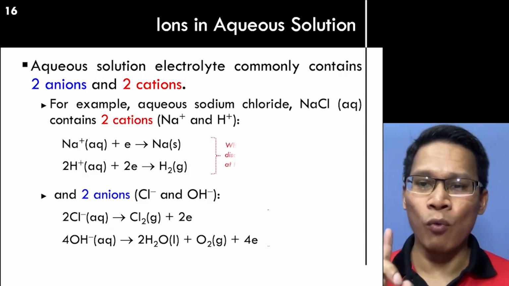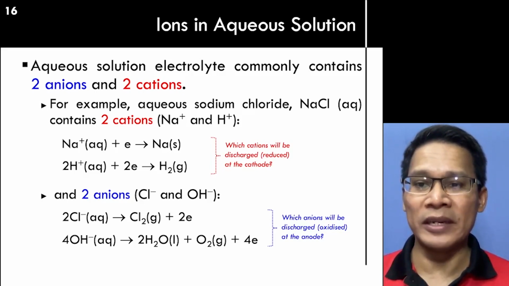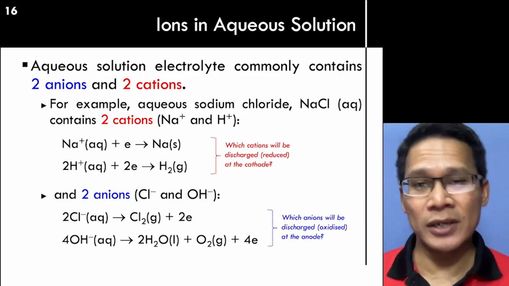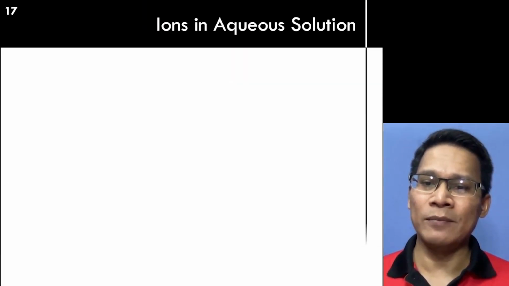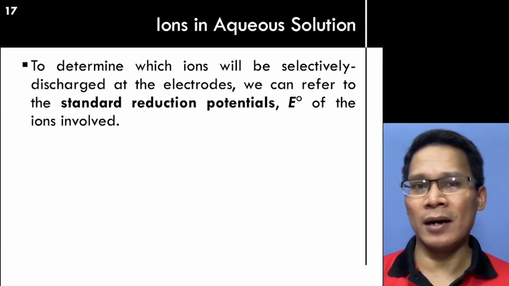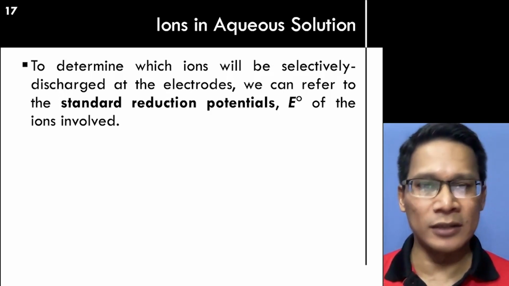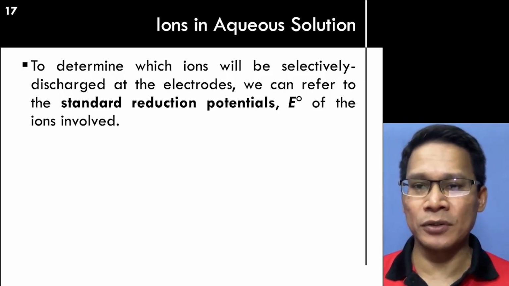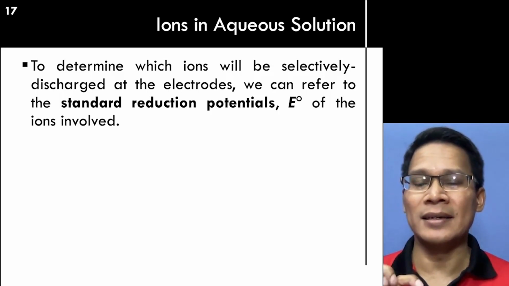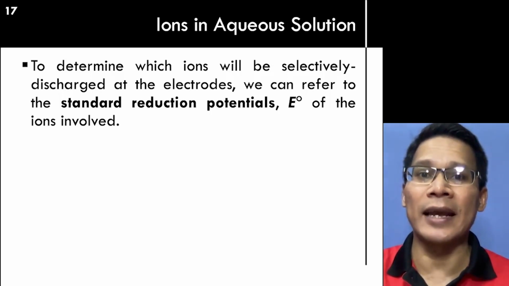However, only one cation will be discharged at the cathode and only one anion will be discharged at the anode. So, which ions will be selected at each electrode? Now is the time to once again summon the big mama of all electrochemistry tables, the standard reduction potential table. To determine which ion will be discharged at the electrodes, we just need to compare the standard reduction potential or E0 values of the cations and anions.